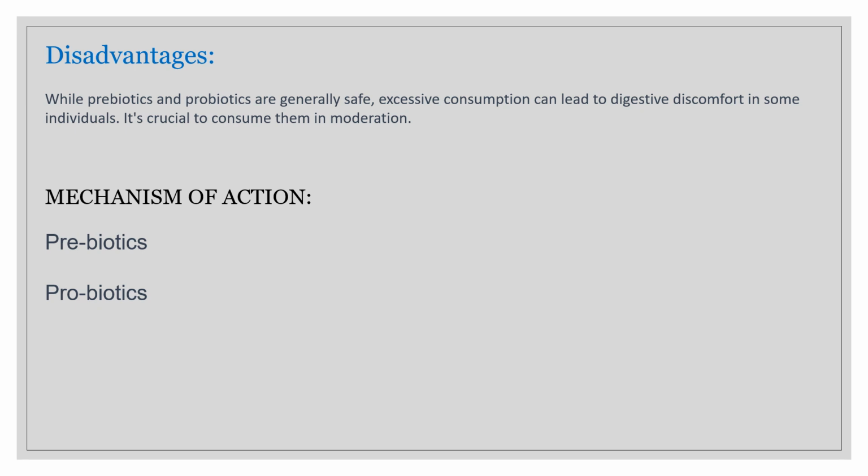So now about mechanism of action. Now let's dive into the fascinating mechanisms behind prebiotics and probiotics. Prebiotics first. We know they are non-digestible fibers. That's the reason why they will not get digested in the human gut.